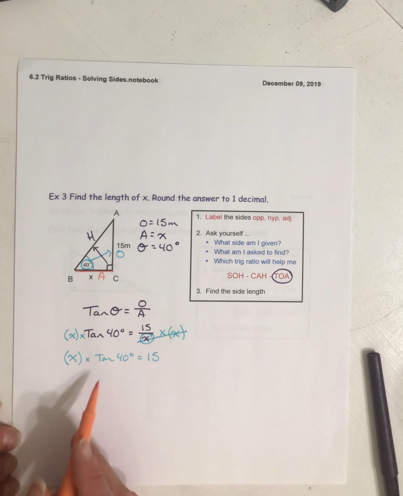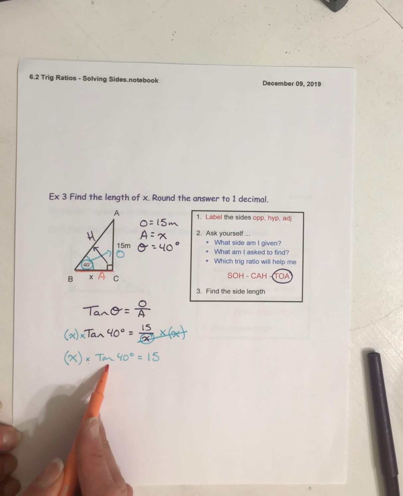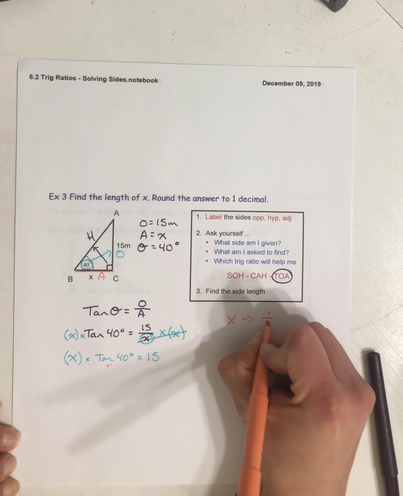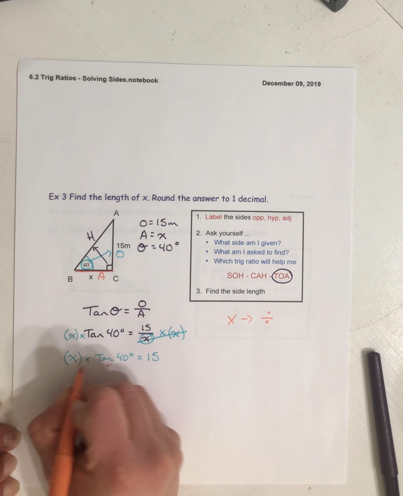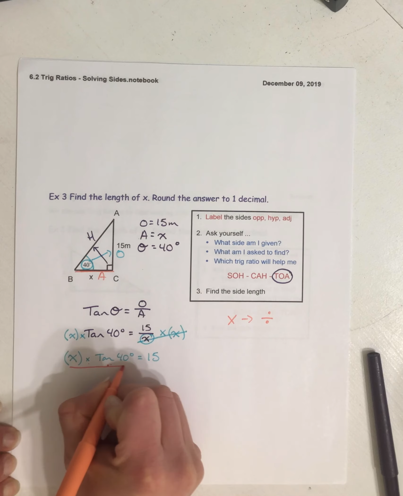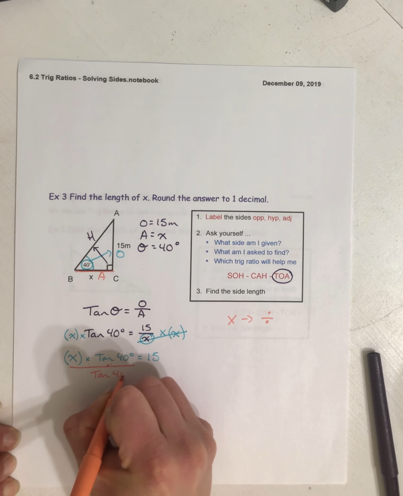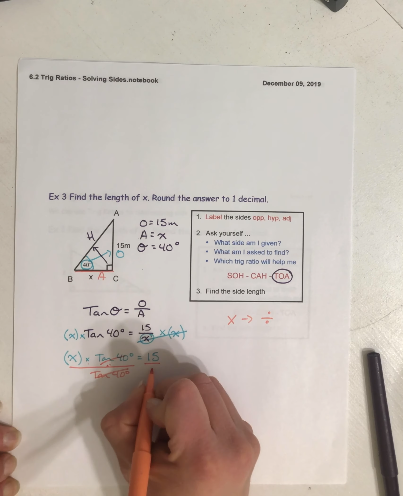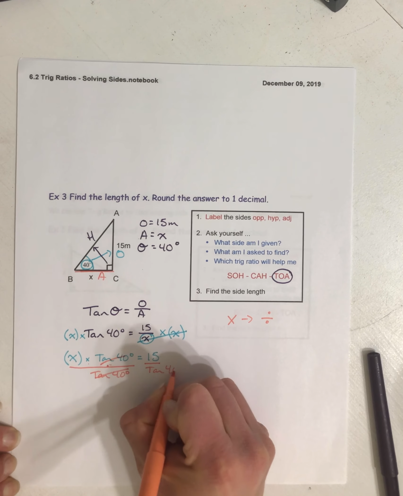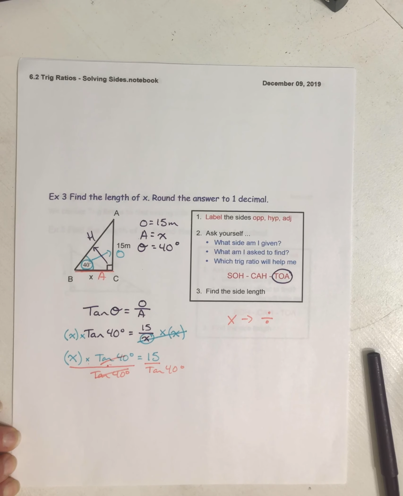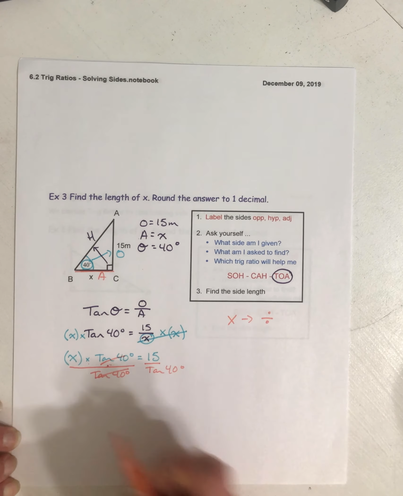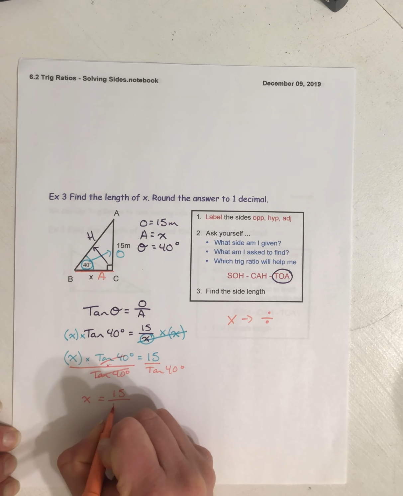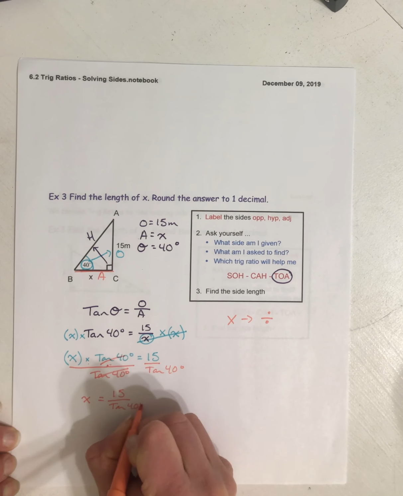Okay, so what we're going to do is, because when we take a look, it's x times tan, tan is being multiplied here, right? And the opposite of multiplication is division. So we're going to divide both sides by tan. That gets rid of it on that side. And then we're going to divide this one by tan 40 degrees. And then I'm going to rewrite my equation. So I now have x is going to be equal to 15 over tan 40.